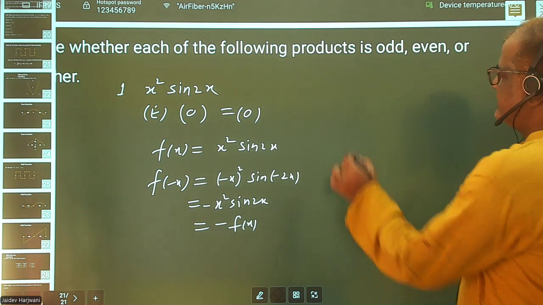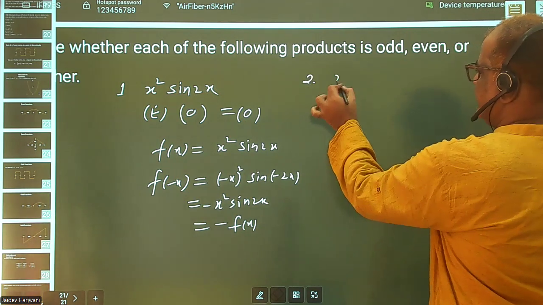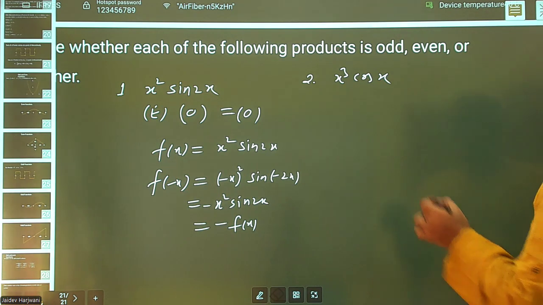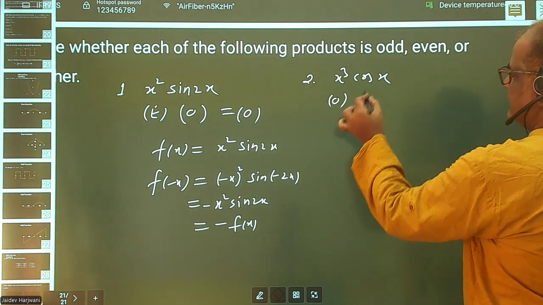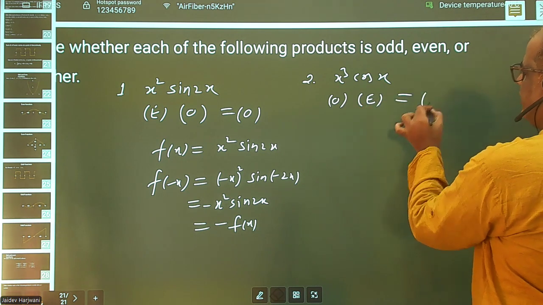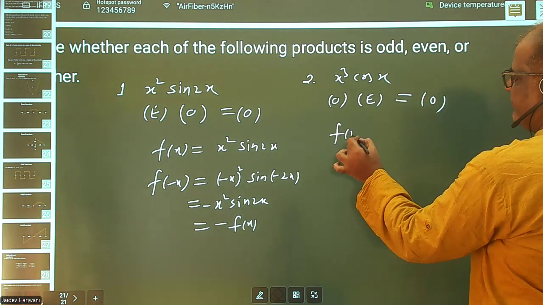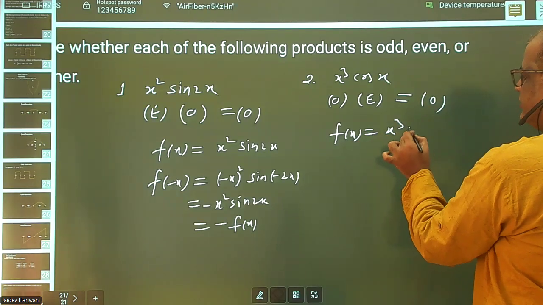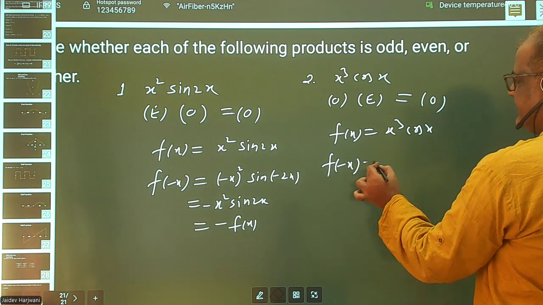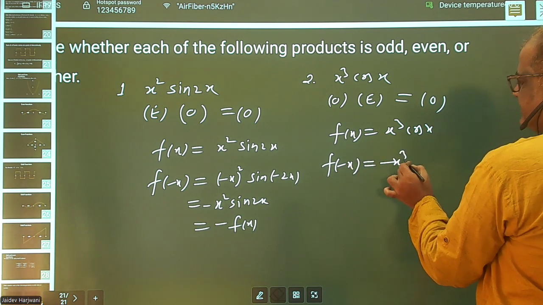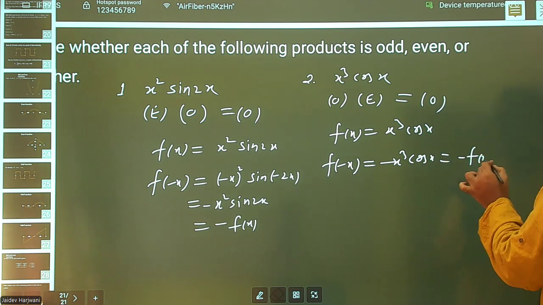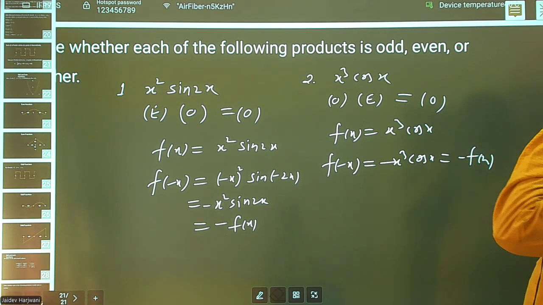Similarly, let's take another example, say x cube cos x. Now this is the odd function and this is the even function. So odd times even should give you an odd function. So you have f(x) = x cube cos x. If I write f(-x), that will become minus x cube cos(-x), and cos(-x) is positive, which is equal to minus f(x). So this is the odd function.